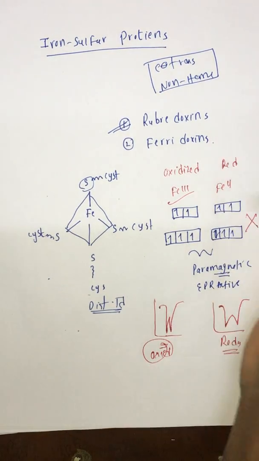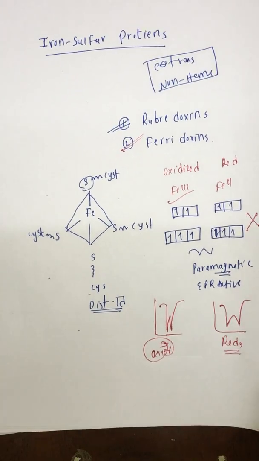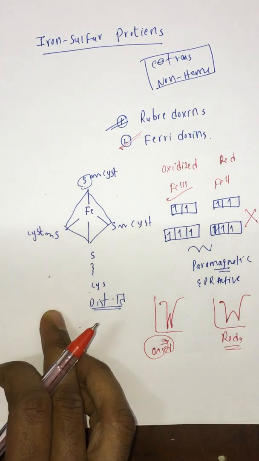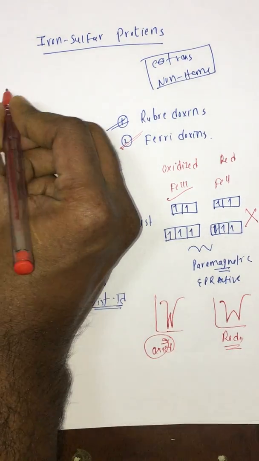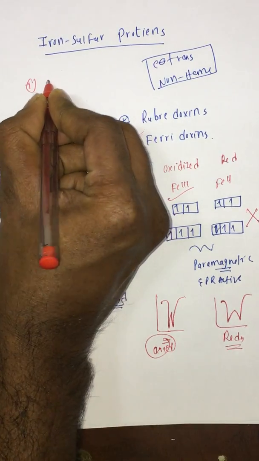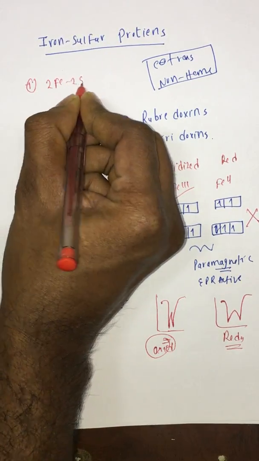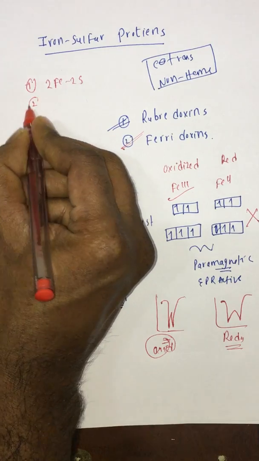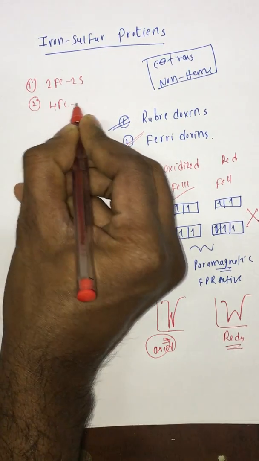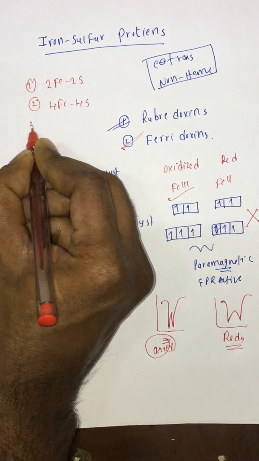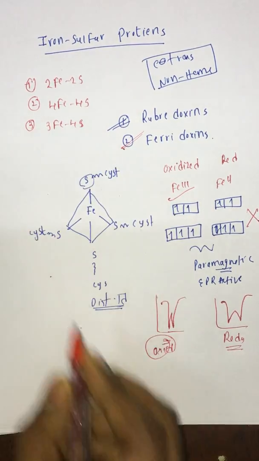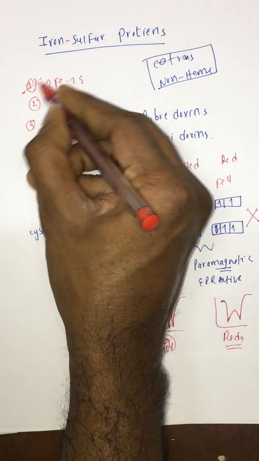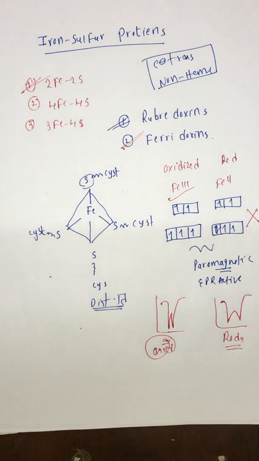Ferredoxins are very important. There are three types of ferredoxins we have. One is 2Fe, 2 sulfur. Second, 4Fe, 4 sulfur. Third, 3Fe, 4 sulfur. So first we'll see the 2Fe, 2 sulfur.